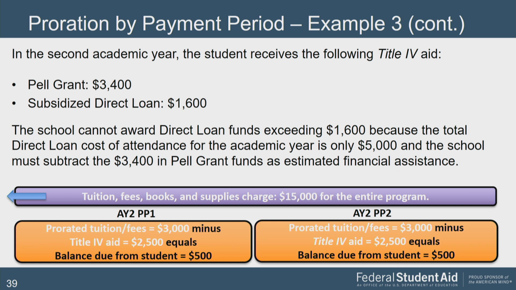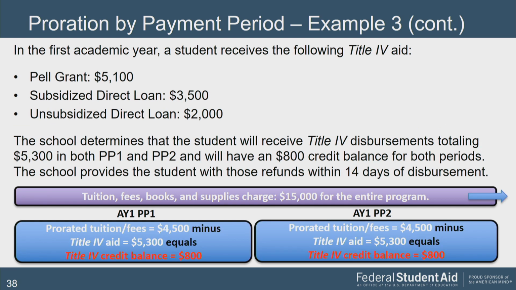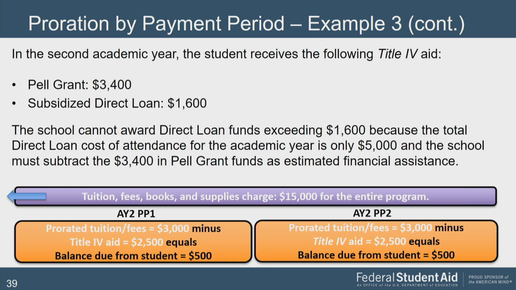In the second academic year, the student receives the following Title IV aid. Pell Grant, $3,400, subsidized direct loan of $1,600. So we note that previously the subsidized loan was $3,500, and now it's only going to be $1,600. The Pell Grant was $5,100, but it's $3,400 because that has to be prorated for the number of hours in the payment period. And we only have 600 hours remaining in the final academic year.